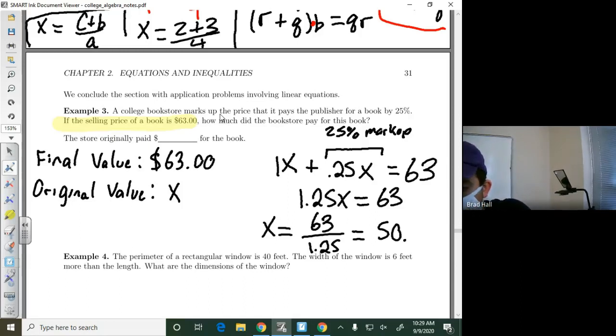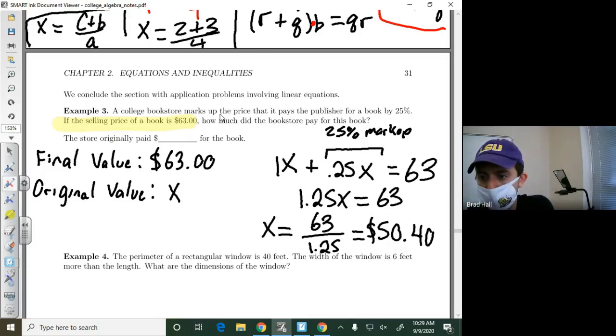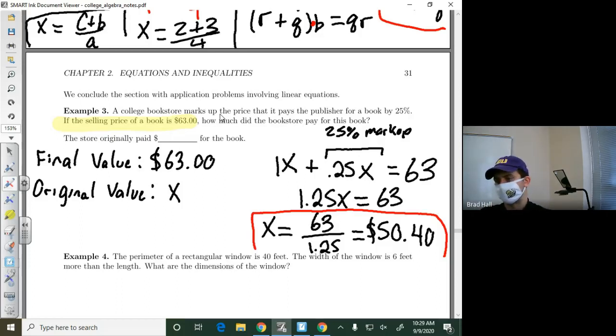And you should get $50.40. Check the measure. 63 divided by 1.25. So that would be the original price before the markup. So it looks like the bookstore got a profit of about $13 for this book. Roughly $50 originally, $63. The difference is $13. But in any case, the answer would be $50.40.